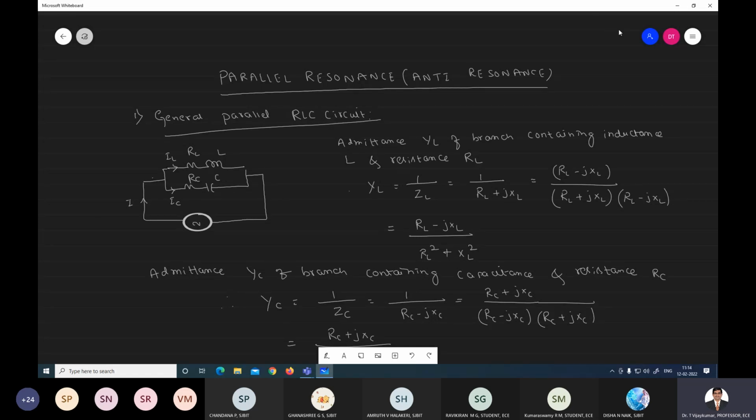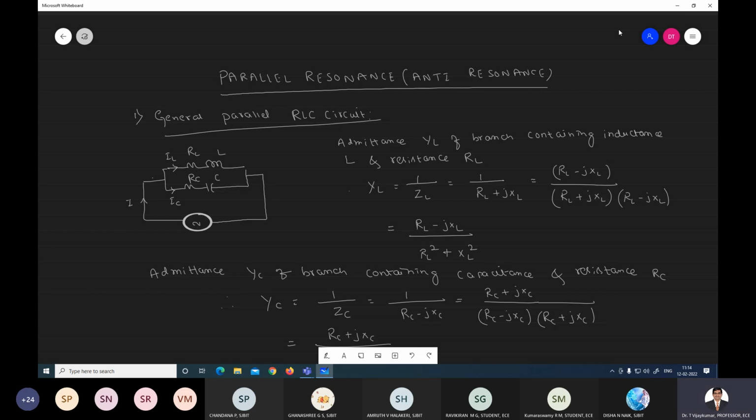A general parallel RLC circuit consists of a resistance RL in series with the inductance, again in parallel with the resistance RC in series with the capacitance. RL is called the dielectric loss resistance and RC is called the leakage resistance. But these resistances are generally small.